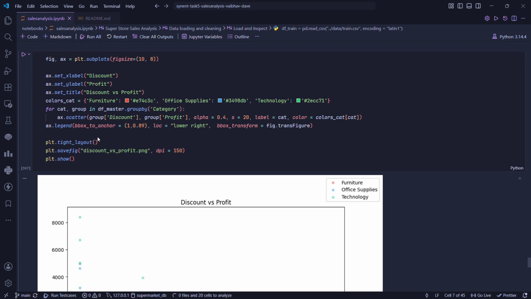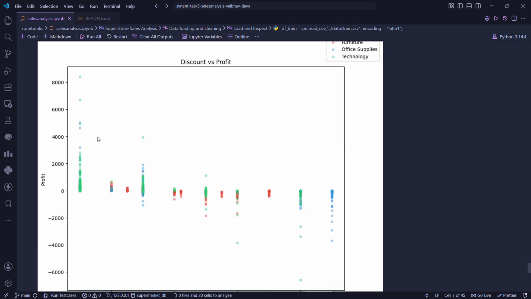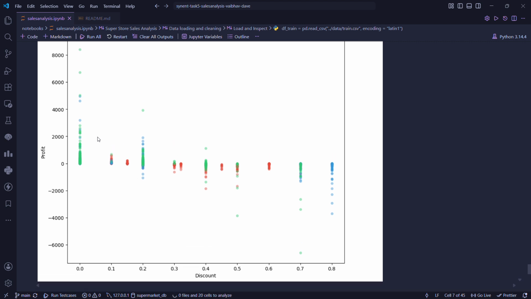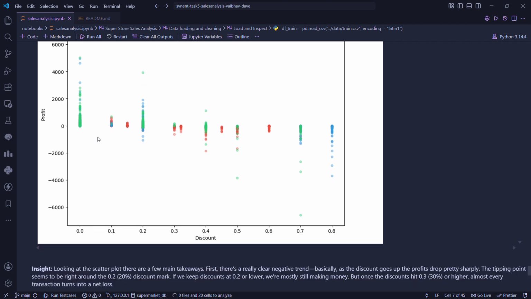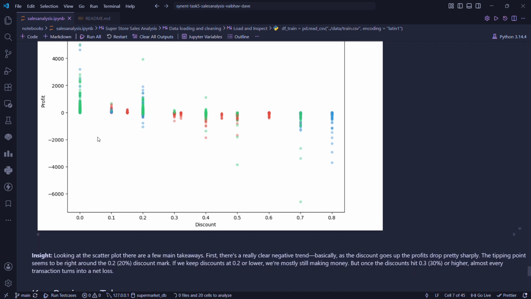The last chart is for discount versus profit, a scatter chart. You can see here, finally, the discount analysis shows a very clear tipping point. Discounts up to 20% are generally profitable, but once the discount hits 30% and above, almost every transaction becomes a loss. The business should immediately keep standard discount at 20%.